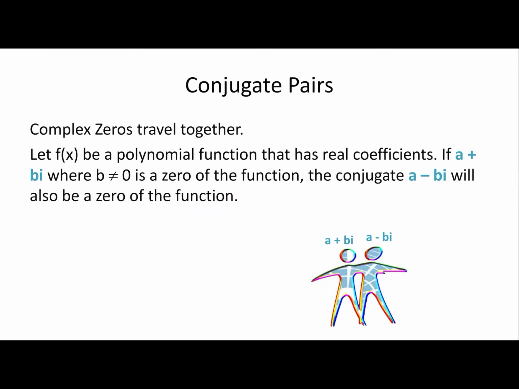All right, conjugate pairs. Conjugate zeros, or complex zeros, travel in pairs. They have to travel together. If they didn't, we would have i's all over the place, and it wouldn't have integer coefficients. So we're going to let f of x be a polynomial function that has real coefficients, no i's in there. If a plus bi, where b is not equal to 0, is a 0 of the function, then the conjugate a minus bi also has to be a 0 of that function.